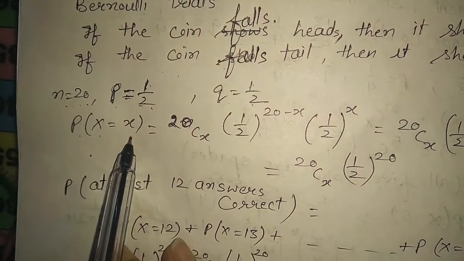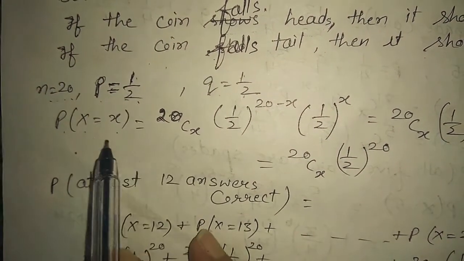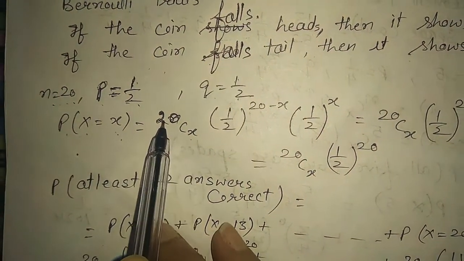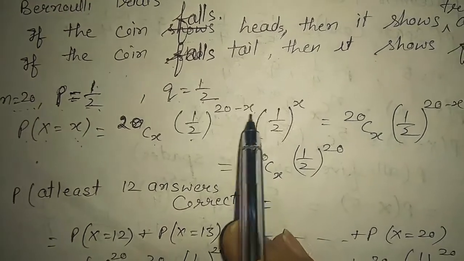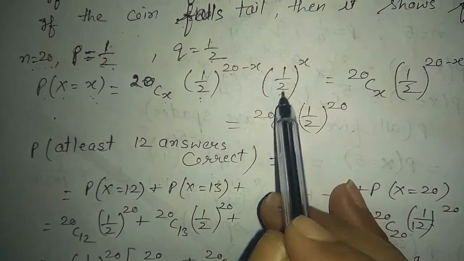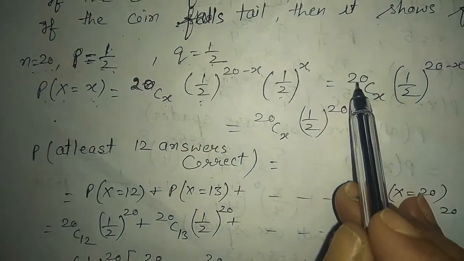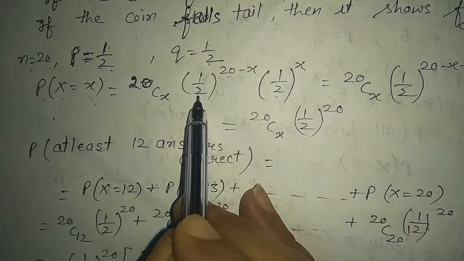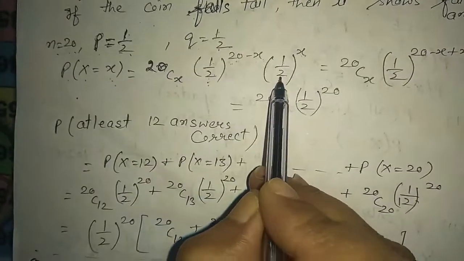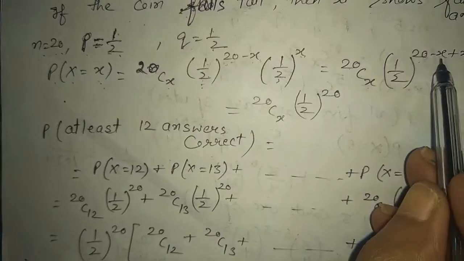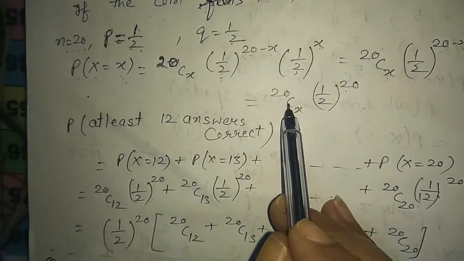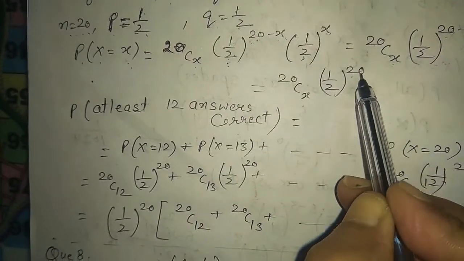So P(X = x). We know that here we will use the binomial distribution. P(X = x) is nCx, n is 20 here, q raised to power n minus x, q is 1 by 2 and n is 20, p is 1 by 2 power x. So it will be 20Cx, 1 by 2 raised to power 20 minus x, 1 by 2 raised to power x. Base is the same, then powers will add. So it will be 20 minus x plus x, x cancels with x. It will be 20. Okay, 20Cx 1 by 2 raised to power 20.